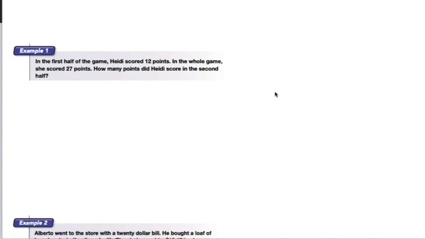So the first half of the game, Heidi scored 12 points. In the whole game, she scored 27 points. How many points did Heidi score in the second half? All right, I like this problem. I'm going to think about this algebraically. First half, she scored 12. The second half, we don't know. But we know by the end, she scored 27.